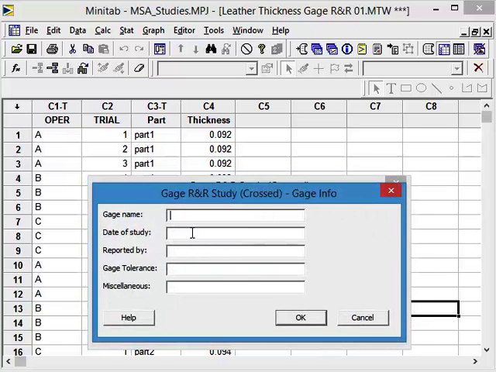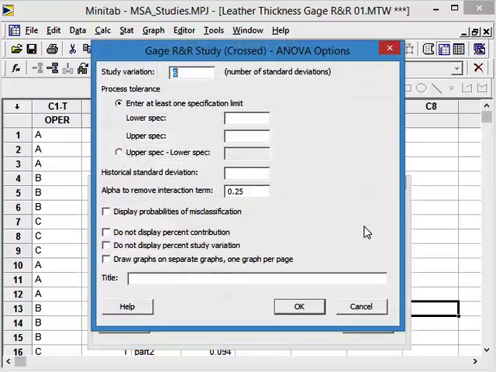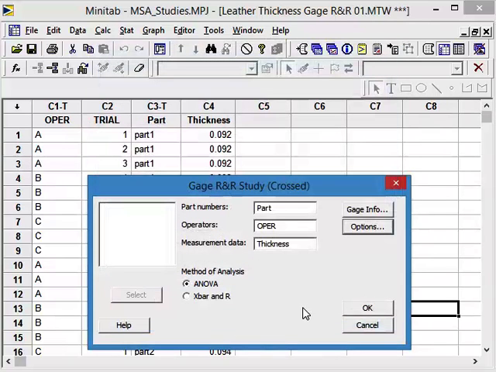All right, gauge info, and we're just going to call this one original gauge. Options. All right, this is everything that we want. This is the original gauge. All right, let's go ahead and run our ANOVA method of analysis on our gauge R&R study crossed.